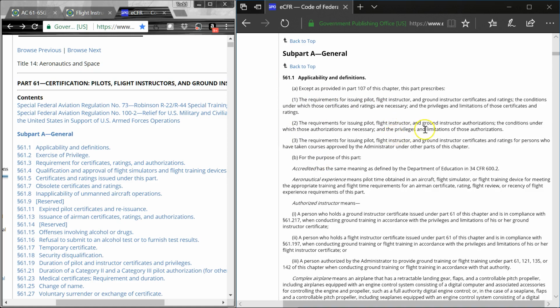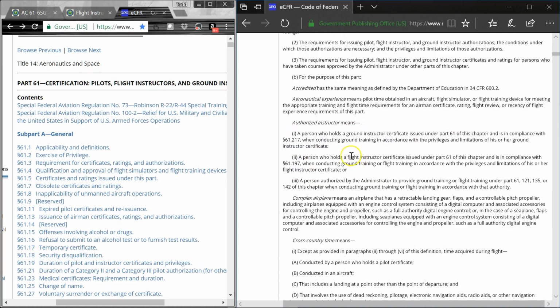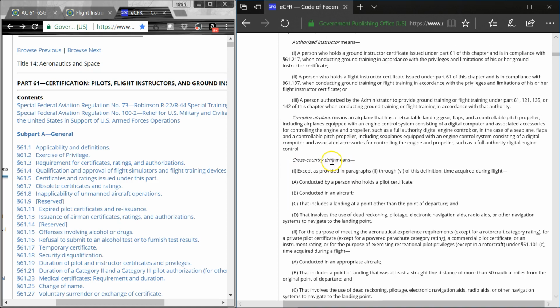Basically, who does this apply to? Well, it applies to anybody who's training for the issuing of a pilot, flight instructor, or ground instructor certificate, and that's basically it. One of the things in here that I think you should know is Aeronautical Experience, all these definitions here. I would be familiar with them.